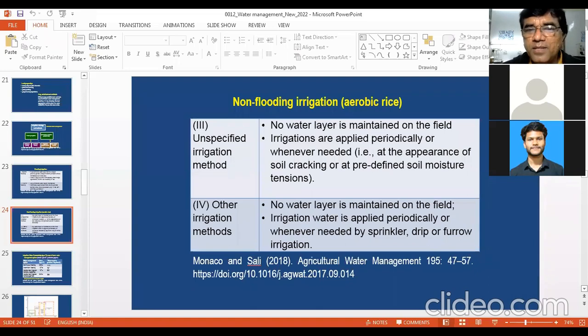Other irrigation methods: no water layer is maintained on the field. In this case also, irrigation water is applied periodically or whenever needed by sprinkler, drip, or furrow irrigation systems. So here, the other irrigation systems are mainly the drip system, furrow system, and sprinkler system.